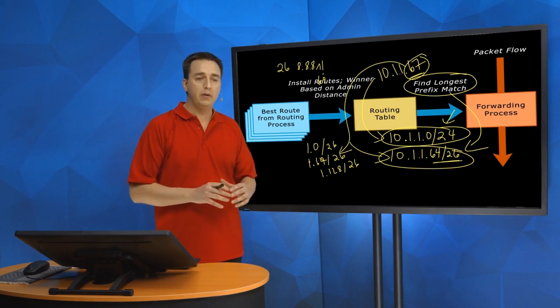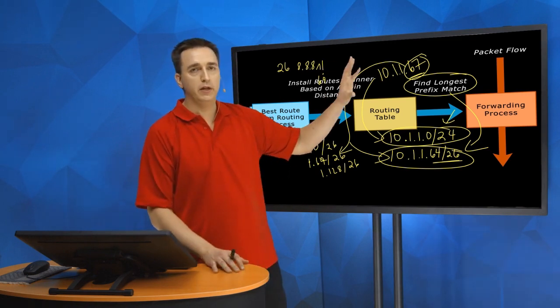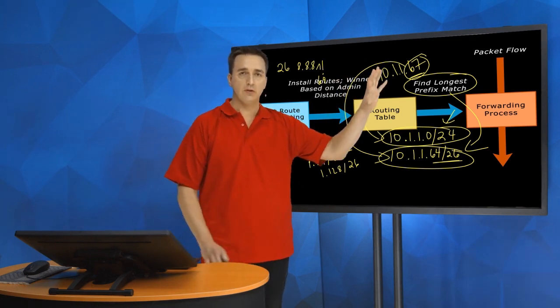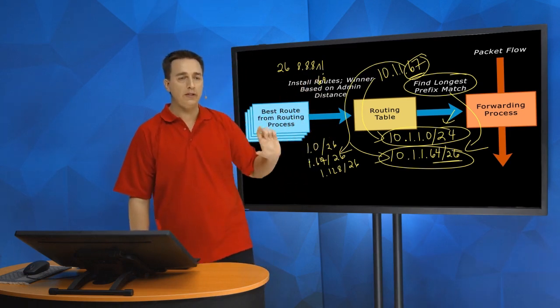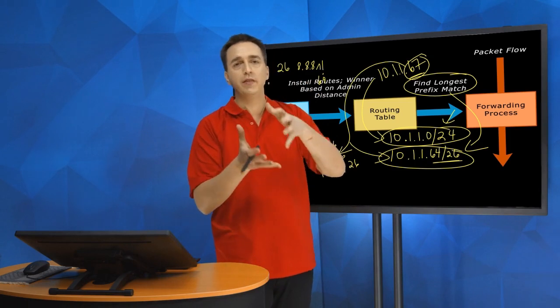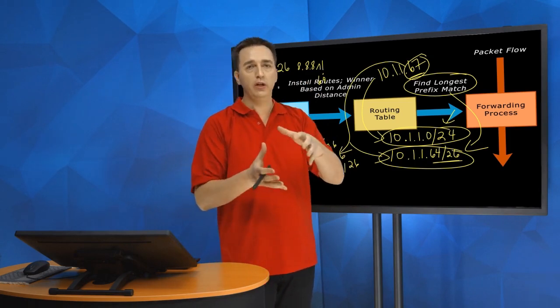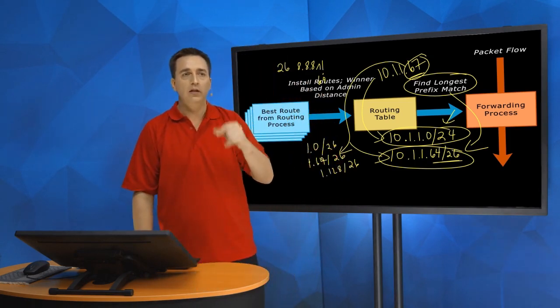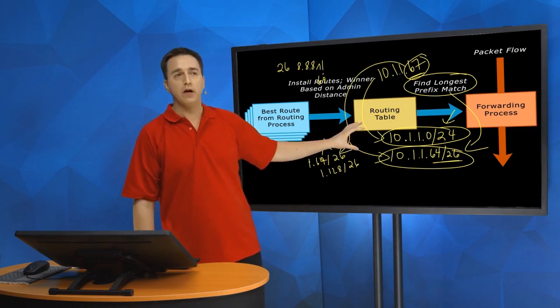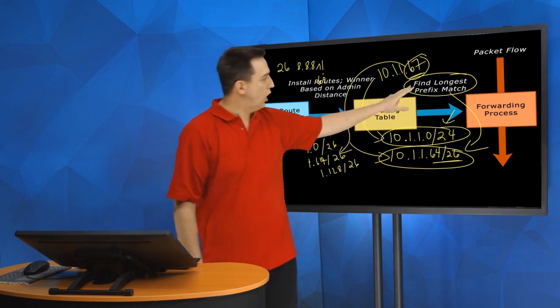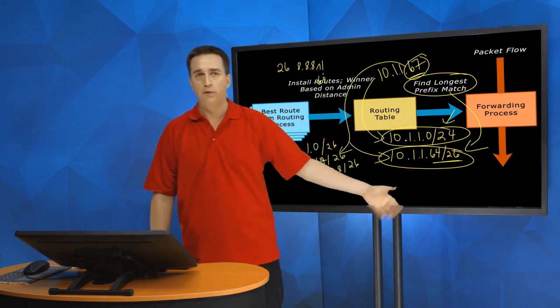So always keep in mind, number one, administrative distance is used to determine the best source of information. Once the best source of information is determined by administrative distance, then metrics within that source of information could be utilized to determine the best path. The best path is put in the routing table. If there are multiple entries in the routing table that a packet matches, the longest match rule wins for the forwarding process.